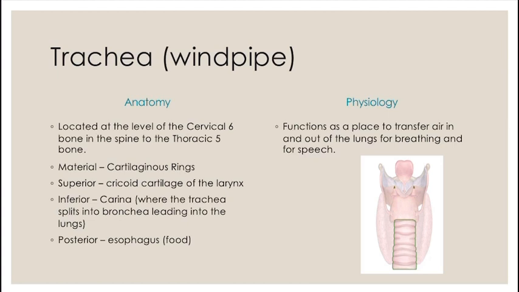The trachea, also known as the windpipe, is located from the cervical spine 6 bone to the thoracic 5 bone. It's made up of cartilaginous rings, and right above it, or right superior, is the cricoid cartilage, and then right inferior is the carina, where the trachea splits into 2 branches leading into the lungs. And then right behind it is actually our esophagus, where we process food and liquid. And this functions as a place to transfer air in and out of the lungs for breathing and speech.